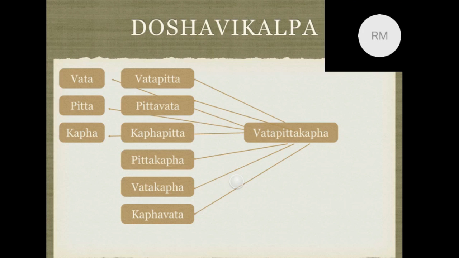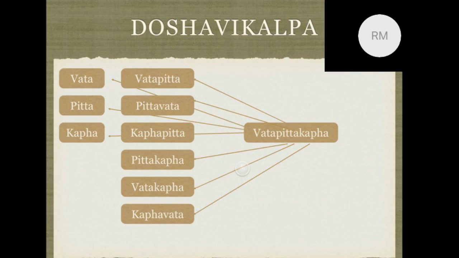So after assessing ama, so ama we assess, yes. So quantity, quality, and location. So that is the first step in diagnosis. After that, dosha, in terms of their combinations. So many combinations are possible, and this slide just summarizes the thing broadly.